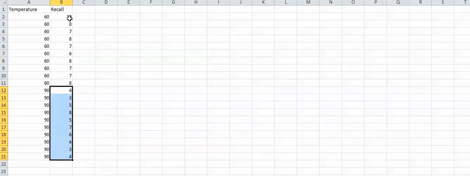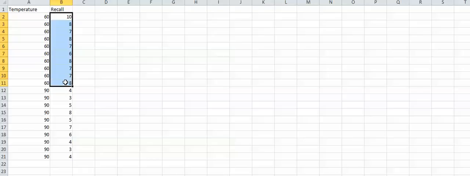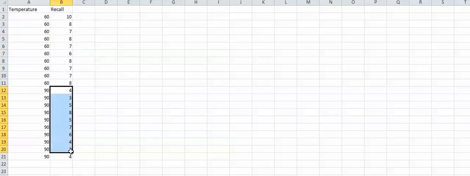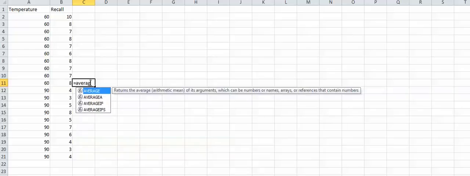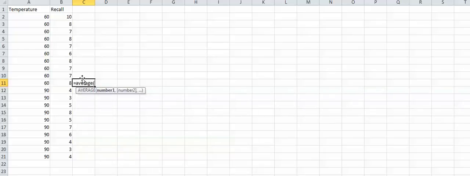So if we calculated the average of these 10 scores from the 60-degree room and calculated the average of these 10 scores from the 90-degree room, this average should be higher and this average should be lower. We can do that right now. So we type in equals average parentheses and highlight the 10 recall scores from the 60-degree group, and then close the parentheses and press enter. If we press enter, it'll give us the average of these 10 people, the average recall score.